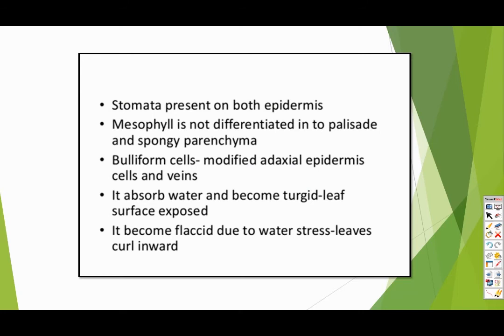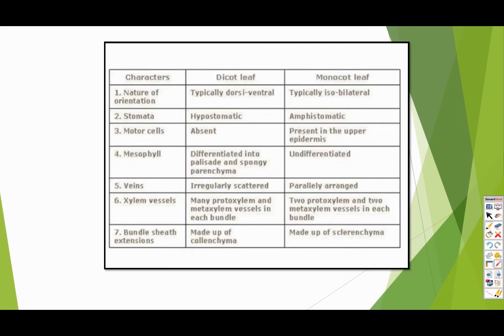Whereas the monocot leaf is typically isobilateral, amphistomatic. Motor cells are present in the upper epidermis, undifferentiated mesophyll cells, parallel venation, okay. And protoxylem, metaxylem in each bundle, it's not that very important, but this sheath is very important. What is it? Your bundle sheath extensions are made up of sclerenchyma. Here the bundle sheath is made up of collenchyma. Remember that: in dicot leaf the bundle sheath is collenchyma, whereas in monocot it is sclerenchyma.